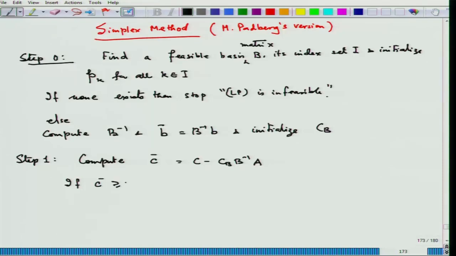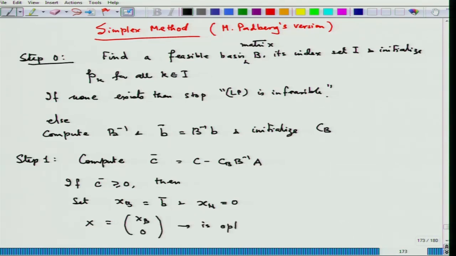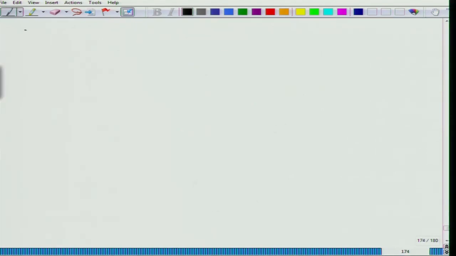If C bar is greater than or equal to 0, then set X_B equal to B bar and the non-basic part, the remainder part, to be 0, and this x equal to (x_B, 0) is optimal. Else, if this does not happen, choose j, an element of all k which belongs to J minus I, but for which C bar_k is strictly less than 0.